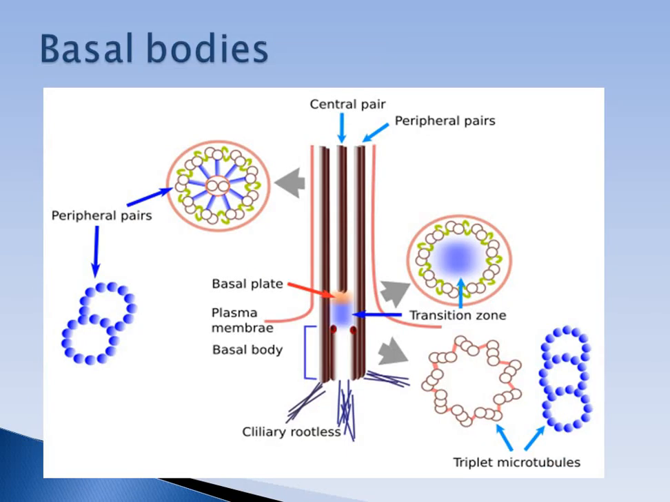Basal bodies are also present at the base of cilia and flagella, and their structure is just like the centrioles, made up of triplets of microtubules. And from these basal bodies, the axoneme arises, which makes up cilia and flagella.